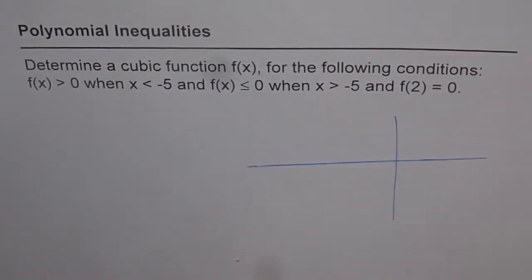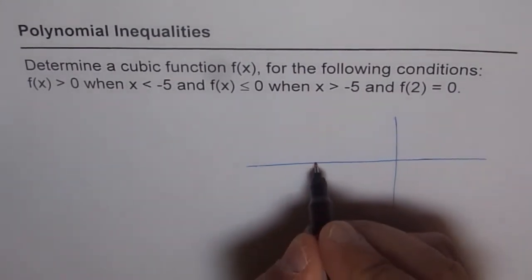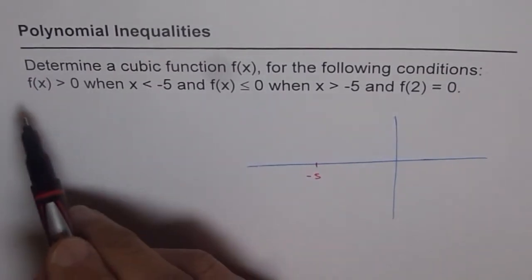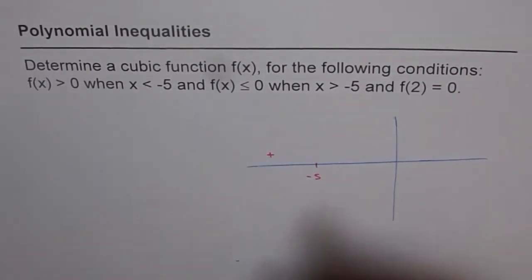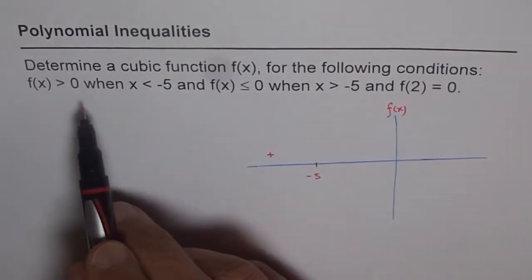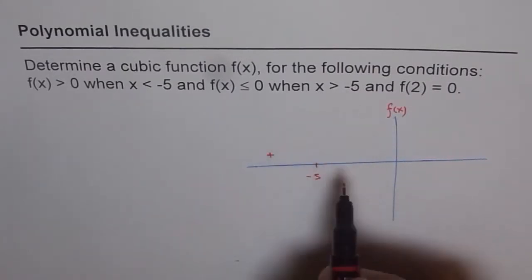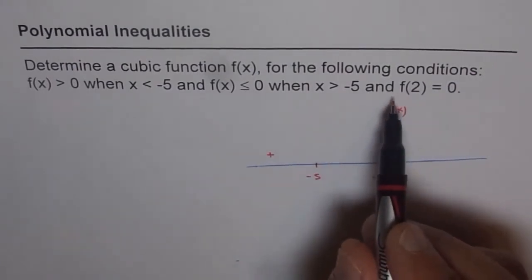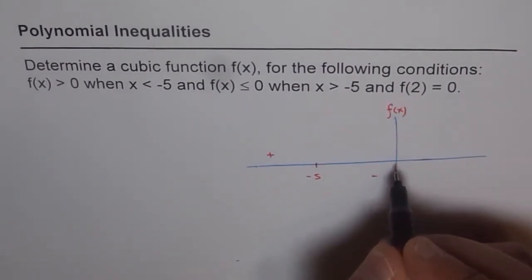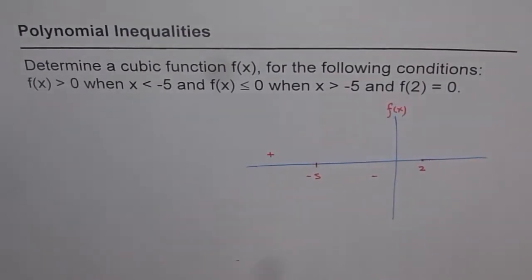What is given to us is that f of x is greater than 0, that means positive, if x is less than minus 5. So let us say this is minus 5. Now, if f of x is greater than 0 when x is less than minus 5, that means it is positive on this side, and that is f of x for us. And f of x is less than or equal to 0, that means it could be 0 also, when x is greater than minus 5. So in this region, it is either negative or zero. And we are given f of 2 equals 0, that means it is 0 at 2. So let us say this is the point 2. At this point 2, the function is 0. Otherwise, it is negative.